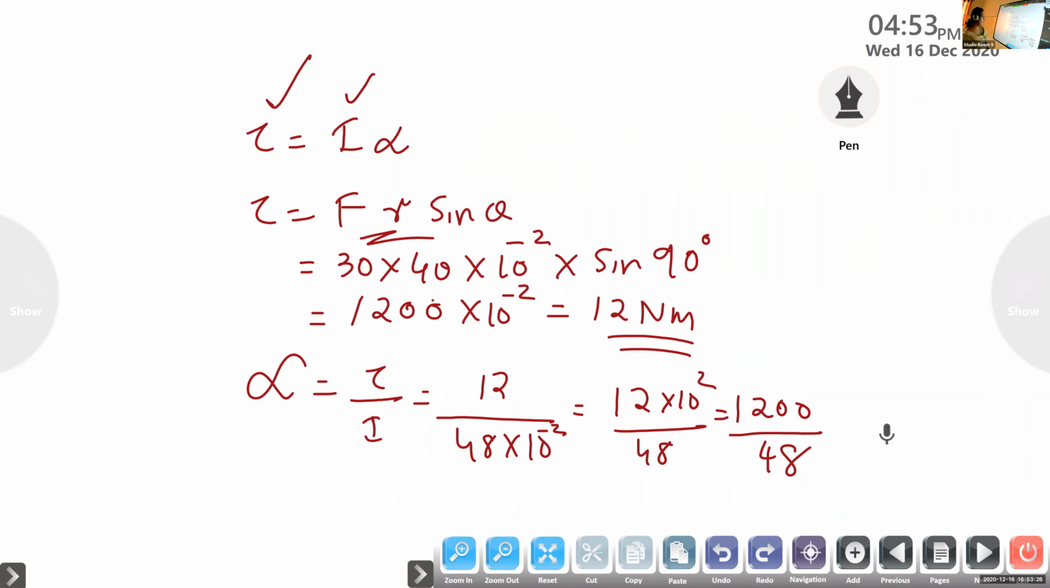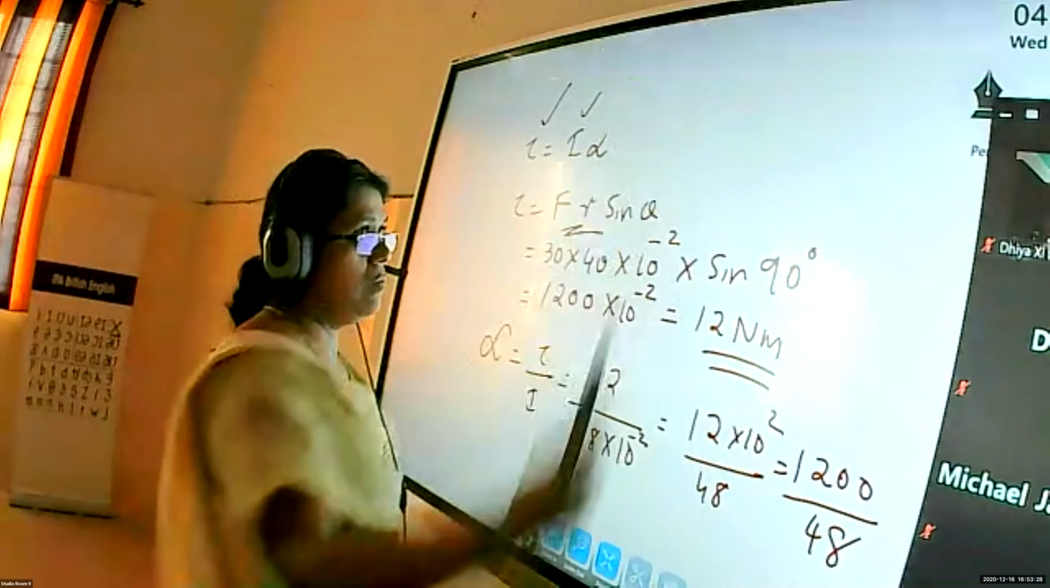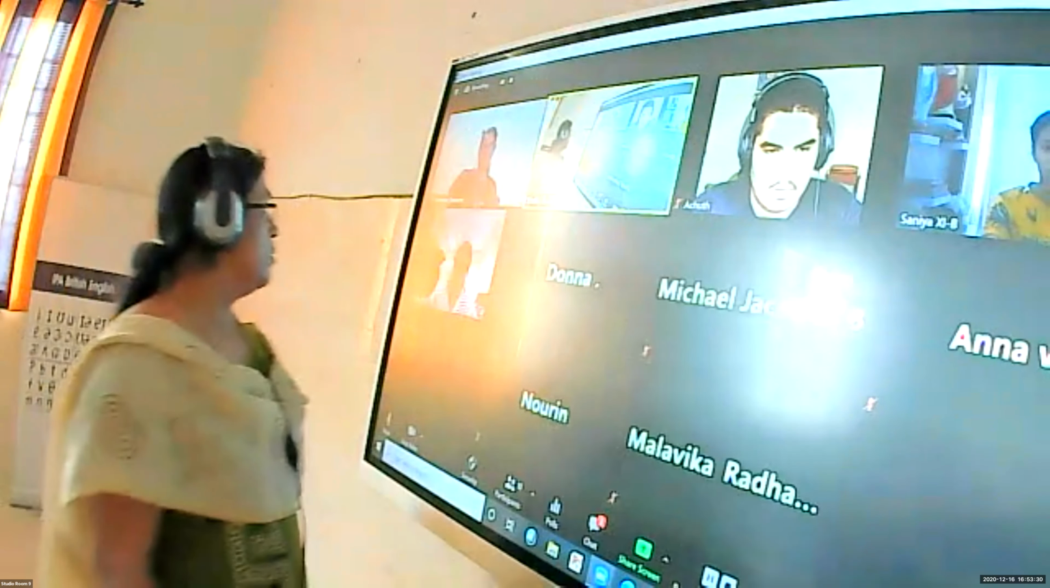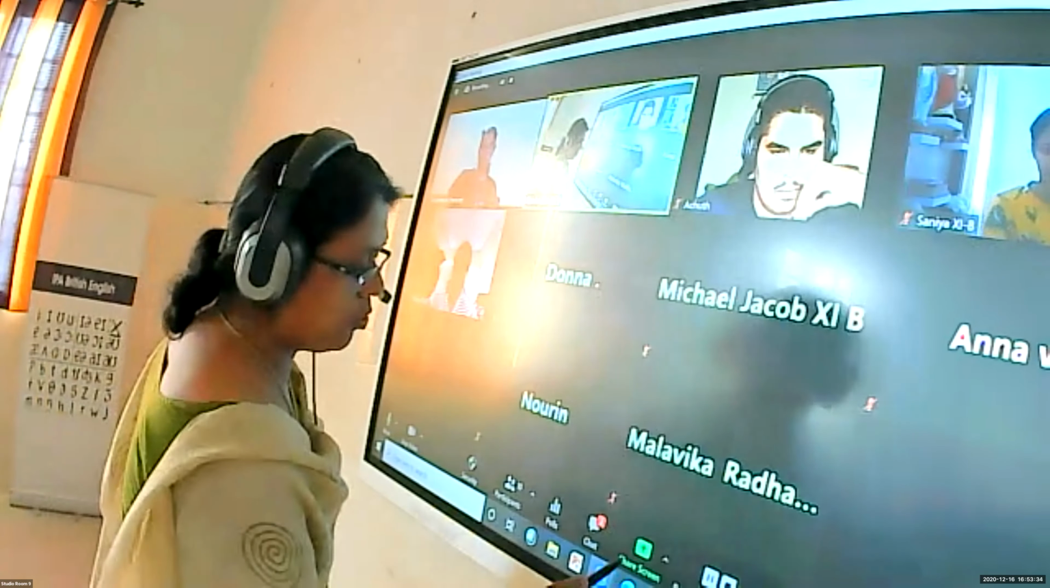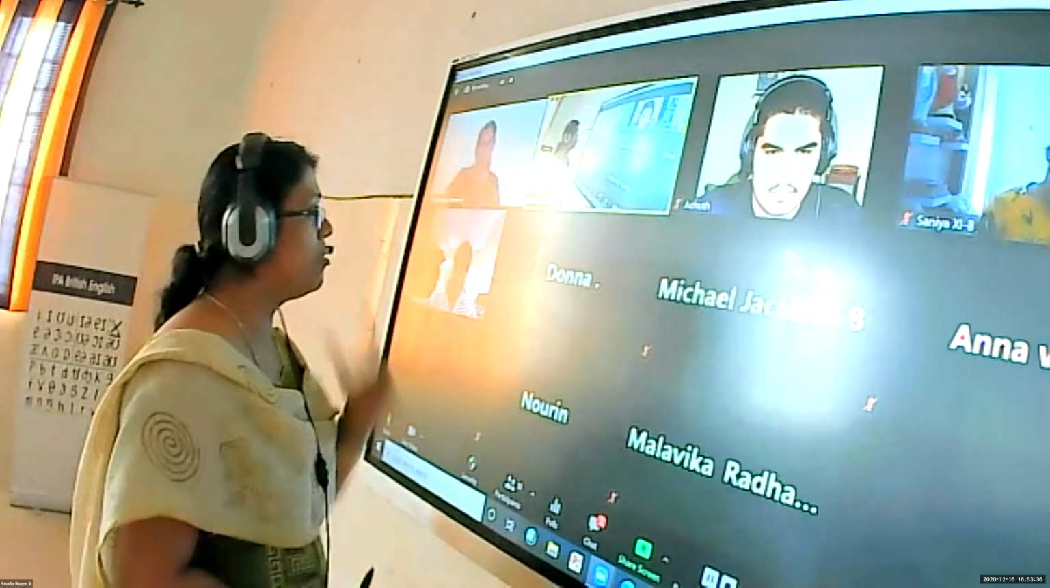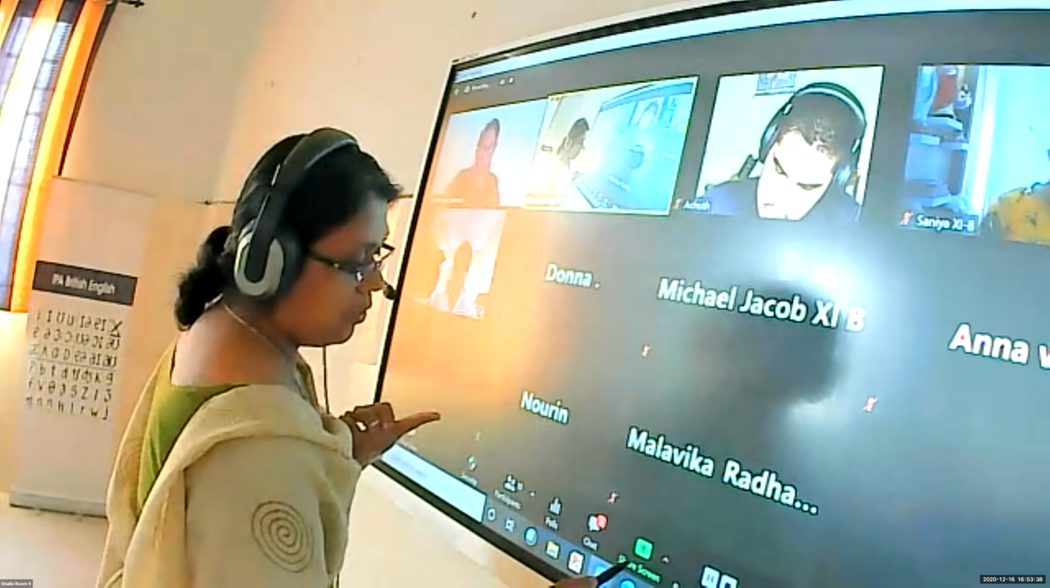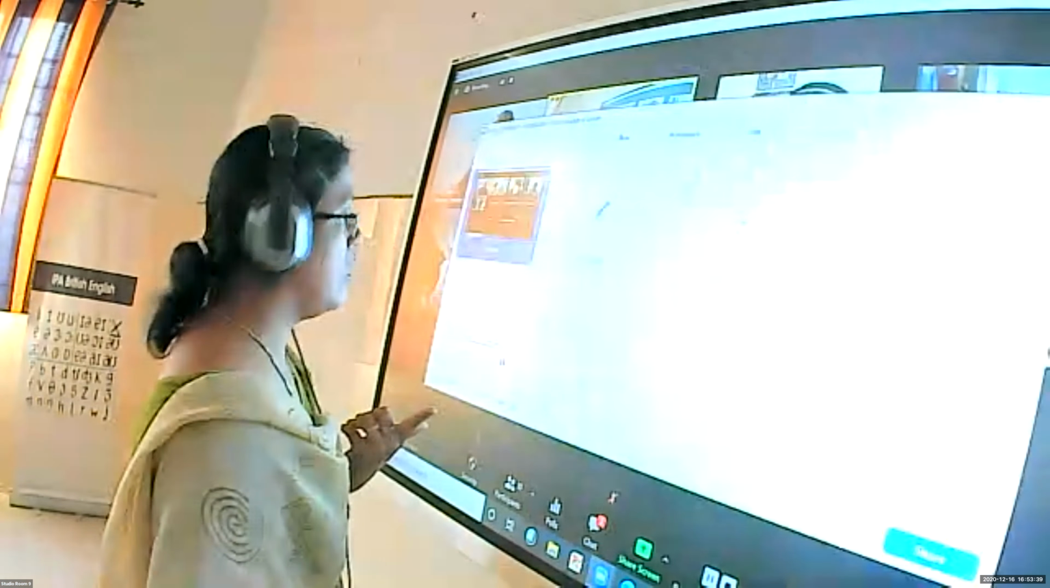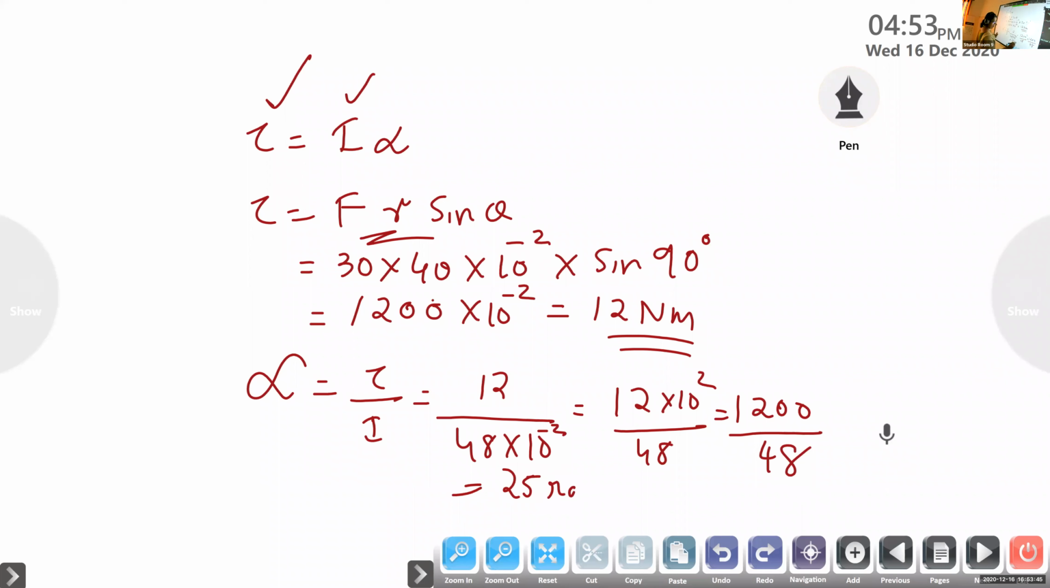Okay, what answer did you get, children? Can you tell me? Anyone? Nandan? 25. 25, correct. 25 radian per second square because it is alpha. So you can write the answer: 25 radian per second square. So angular acceleration is over.